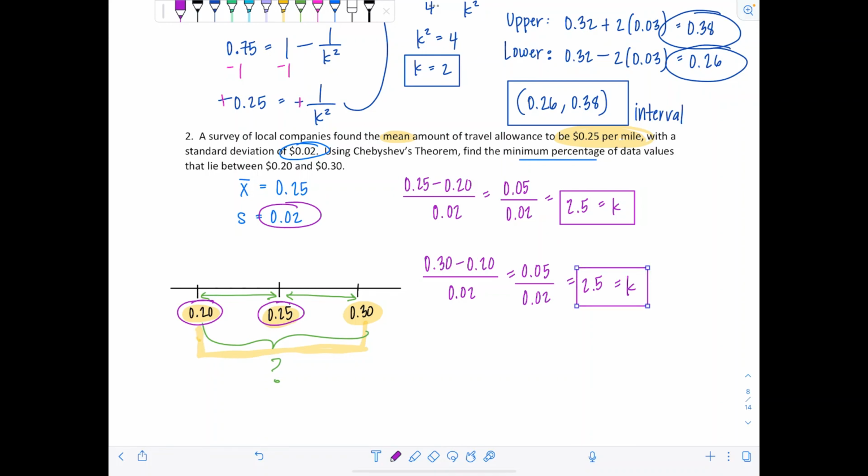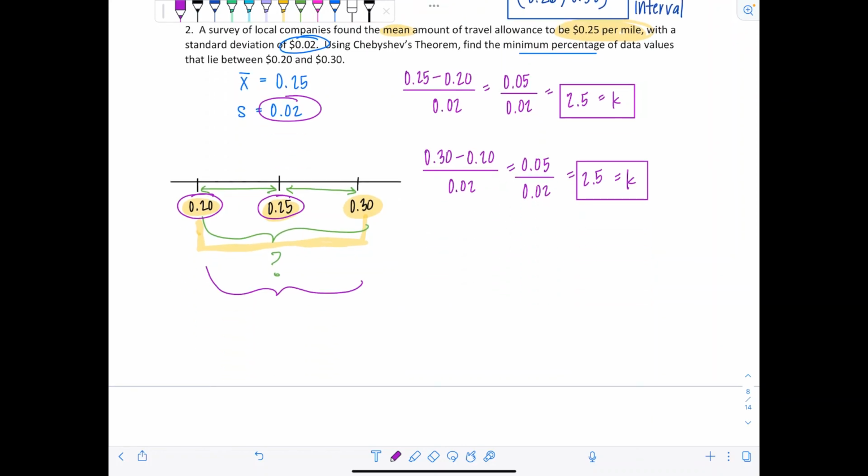So now we just have to figure out, using Chebyshev's rule, if K is 2.5, what percentage does that equate to? How much of the data is between 0.2 and 0.3? So you're just going to say, all right, 1 minus 1 over K squared is going to be 1 minus 1 over 2.5 squared. And you can go ahead and get your calculator. 1 minus 1 divided by 2.5 squared, and I get 0.84. And the problem asked for a percentage, so that means a minimum of 84% of the data lies between these two values, 0.20 and 0.30.